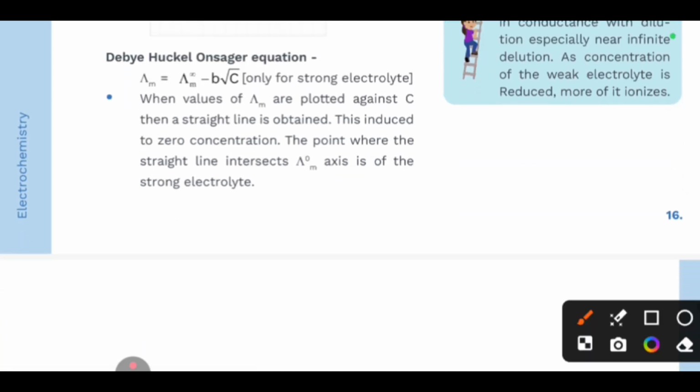Now the Debye-Huckel-Onsager equation is given. Molar conductance at any concentration is equal to molar conductance at infinite dilution minus B root C, where B is a constant and C is the concentration. Why have they plotted the graph by taking the value under root C? Because this will give a smaller value. By using a smaller value we can easily find the conductance at infinite dilution, because it will reduce the value and you will get the answer accordingly.